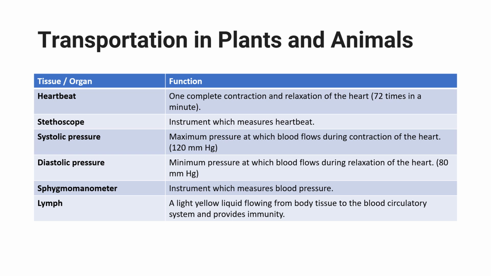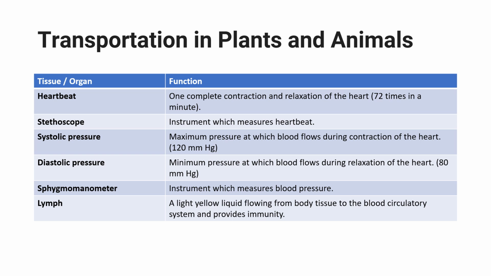Systolic pressure, maximum pressure at which blood flows during contraction of the heart. Diastolic pressure, minimum pressure at which blood flows during relaxation of the heartbeat, that is 80 mmHg. What is sphygmomanometer? The instrument which measures blood pressure.